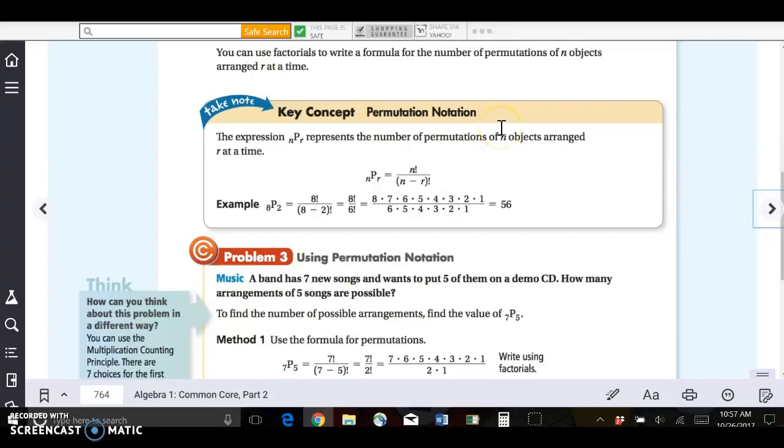Hello, we're in lesson 6-6 talking about permutations and combinations, and we're looking at problem 3. So let's take a look at the key concept above. It says the permutation notation.